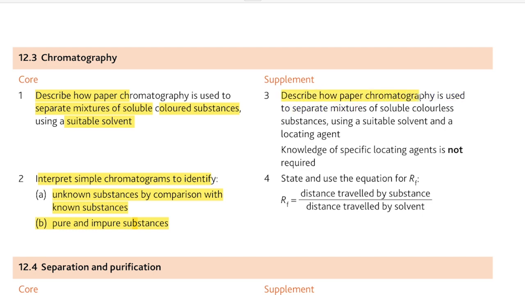Describe how paper chromatography is used to separate a mixture of soluble colorless substances using a suitable solvent and a locating agent. Knowledge of a specific locating agent is not required, like ninhydrin, which is used to identify the colorless spots of amino acids. It is not required to memorize the name of ninhydrin as a locating agent. State and use the equation for the RF value. RF is basically the distance traveled by the substance divided by the distance traveled by the solvent. The RF values of different substances are different, so that's why we can identify what is present.